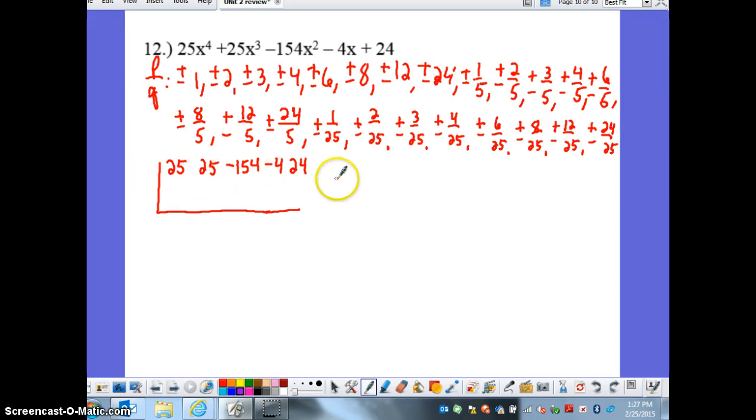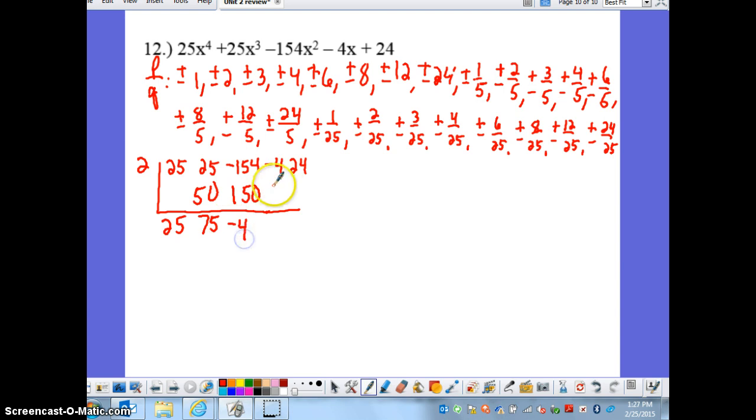I already have the setup with the synthetic division with the 25, 25, negative 4, negative 4, and 24. I'm going to choose a number. Again, I know that 2 is one of the answers, so I'm going to use that. Bring your 25 down, multiply, get 50, add, get 75, multiply, 150, add, negative 4, 8, add, get 4, and I'm sorry, you get negative 12. This is a negative 8. That's going to be a negative 12. Multiply, negative 24, and you're going to get 0 there.